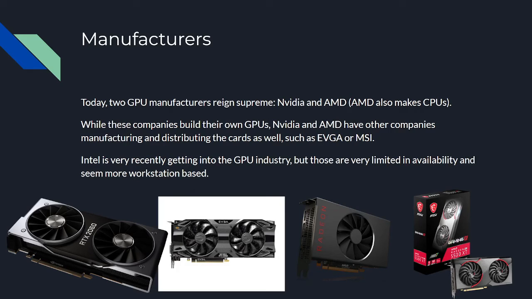So, images on the bottom here. Bottom left, we have an NVIDIA manufactured RTX 2060. Beside it is an EVGA manufactured NVIDIA RTX 2060. To the right, we have an AMD manufactured Radeon 5500 XT. And on the right of that, we have an MSI manufactured AMD Radeon 5500 XT.